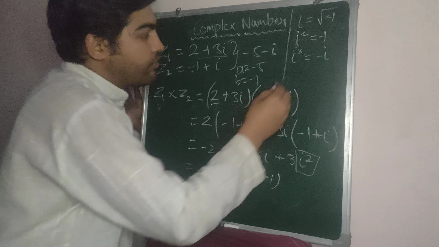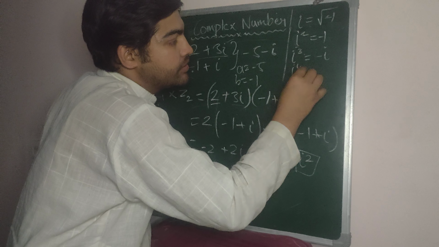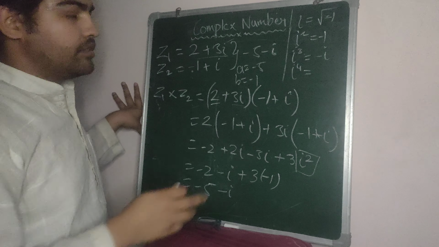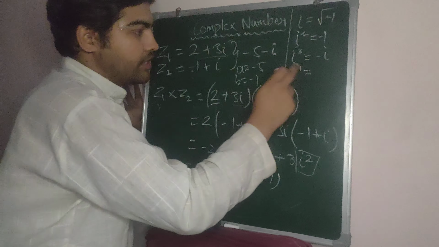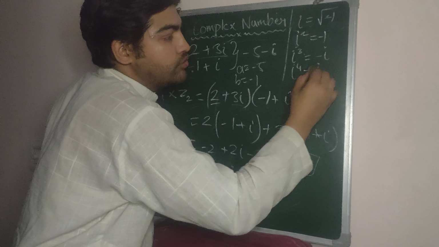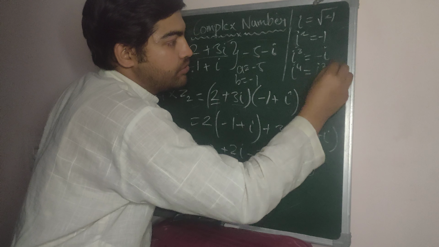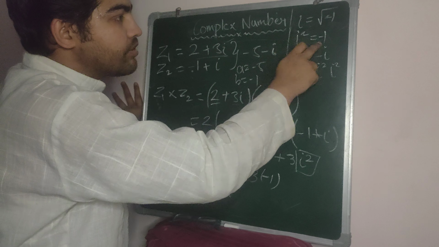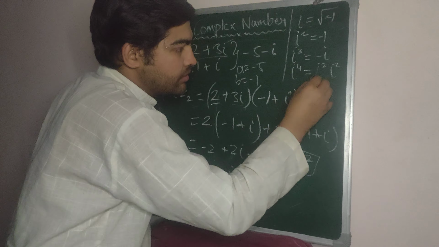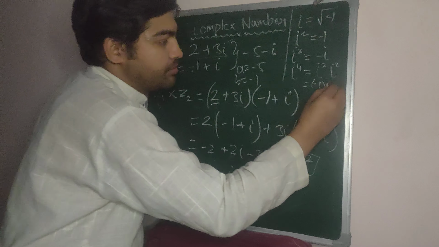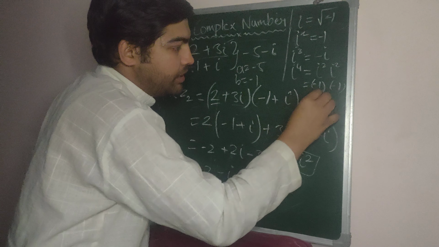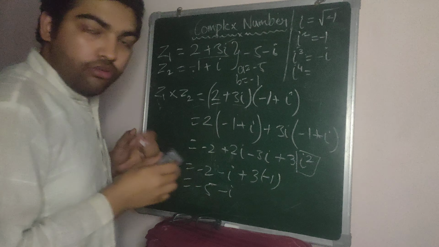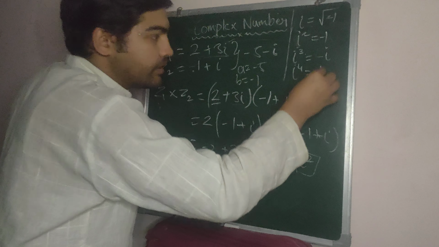Now, what is the value of i to the power 4? We can calculate it in two ways, but i to the power 4 should be written as i square into i square. What is the value of i square? The value of i square is equal to minus 1, so minus 1 into minus 1, that should be 1. So this is the important part. The value of i to the power 4 is 1.